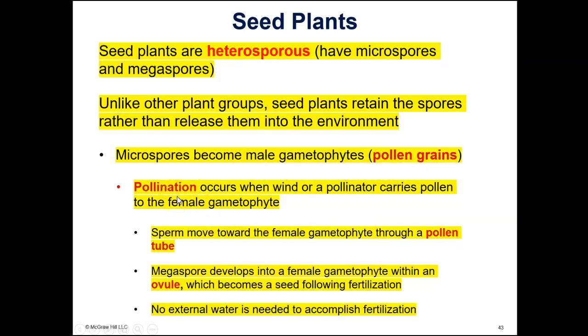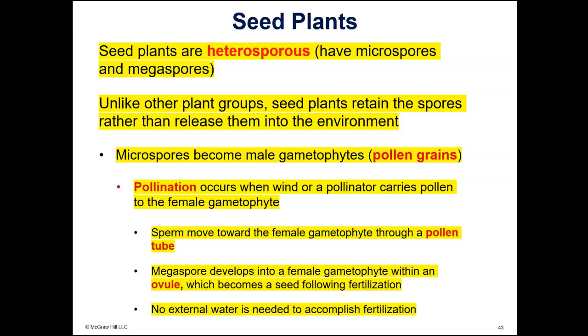Pollination is when the pollen lands on the flower, or it's not always a flower, but lands on the female gametophyte. Fertilization is when the sperm actually reaches the egg, but the pollination part occurs when the wind or a pollinator, like an animal, carries pollen to the female gametophyte.